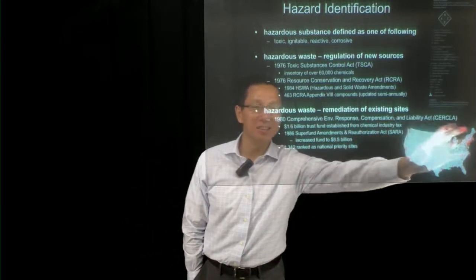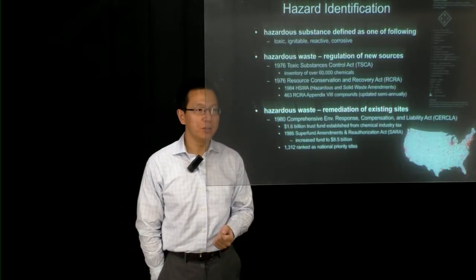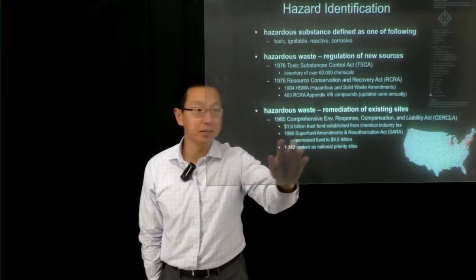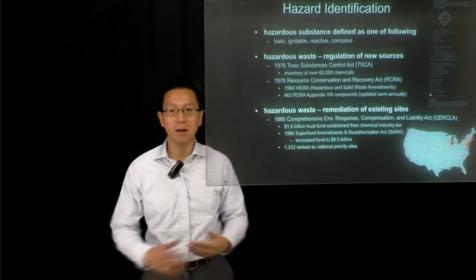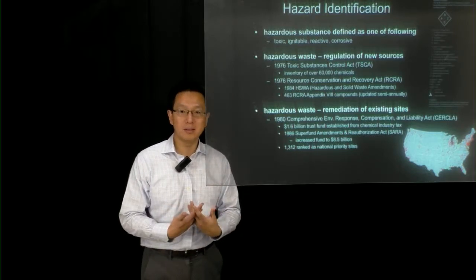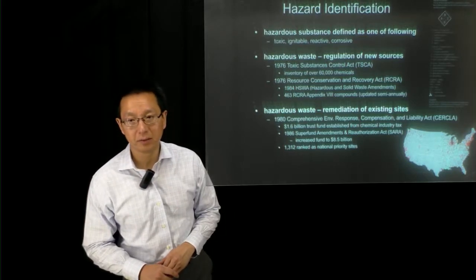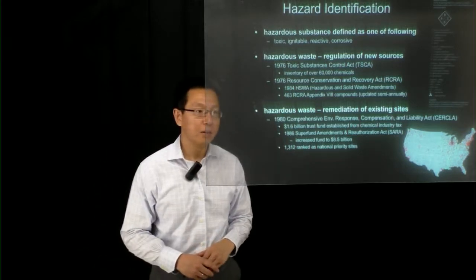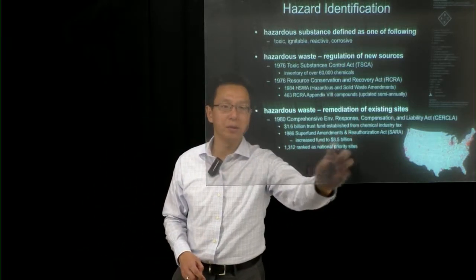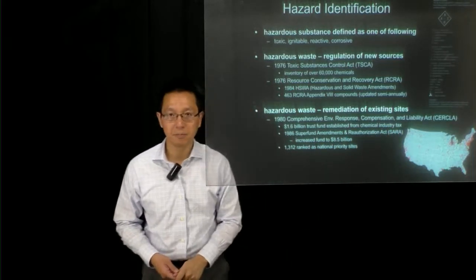So CERCLA is the Superfund Act. Initially, as we mentioned, it had a 1.6 billion fund to clean up the most toxic contaminated sites, historical sites in the United States. But later Congress found this was not remotely enough, so they increased it to 8.5 billion through SARA, one of the amendments.